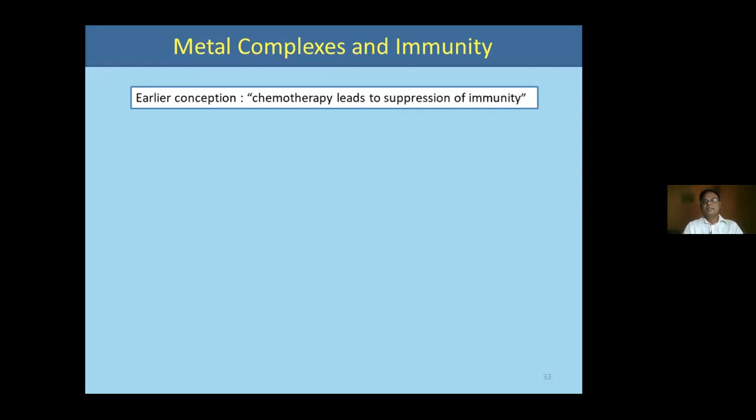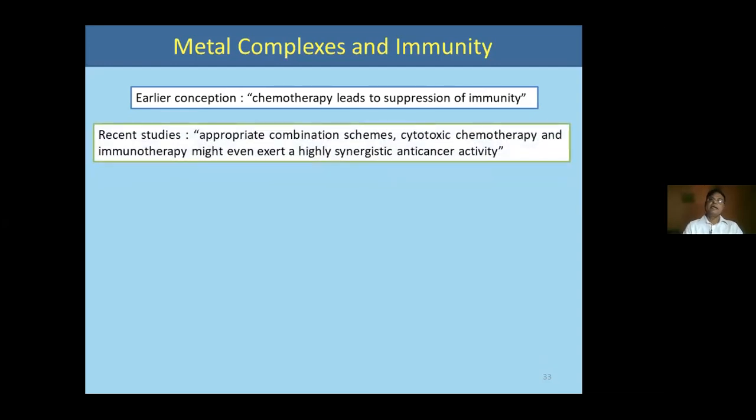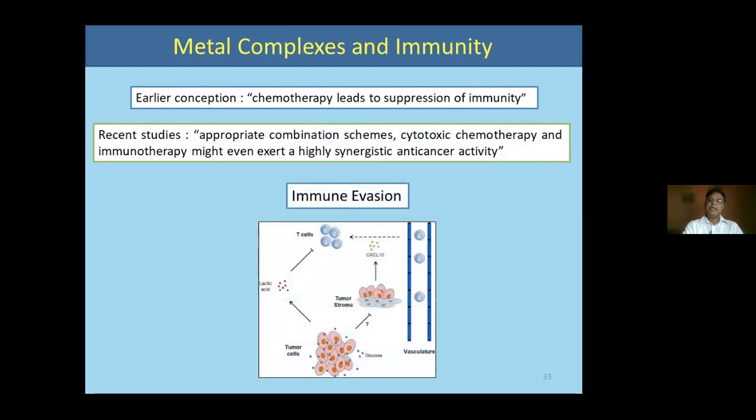Now, earlier the conception was that when you put a patient on chemotherapy with a metal complex, generally chemotherapy suppresses the immunity. That was the idea earlier. But in recent studies, it has been found that if you can combine them properly, chemotherapy and immunotherapy are really complementary to each other. The proof came like that.